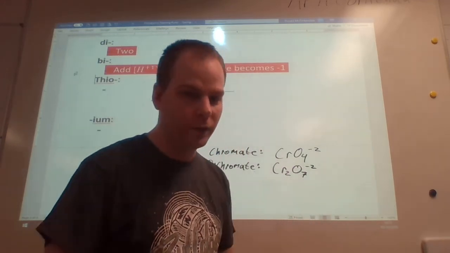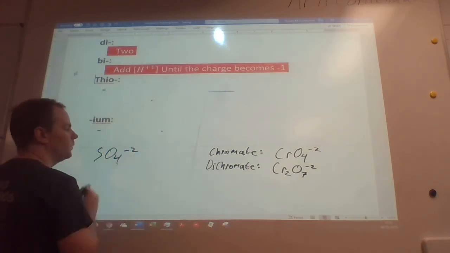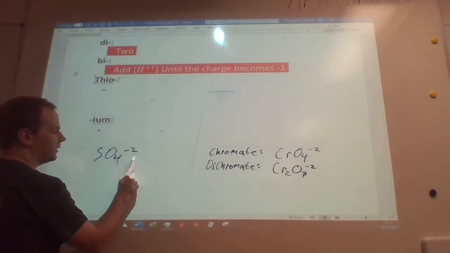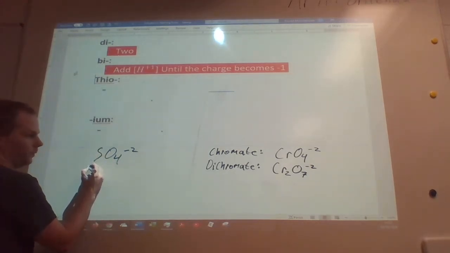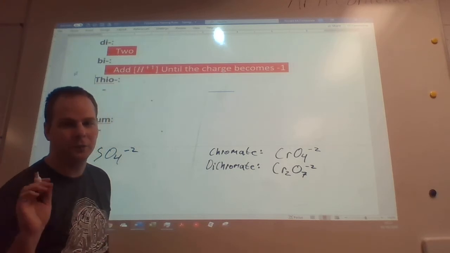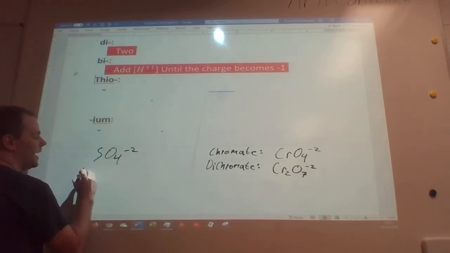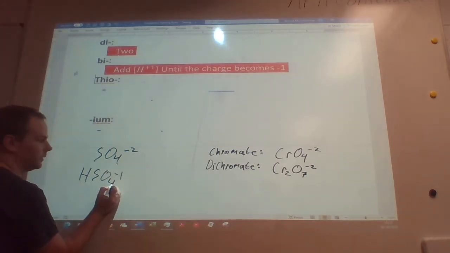So let's look at a couple formulas. Sulfate is SO4 -2. So bisulfate is going to add hydrogen to this until the charge becomes -1. Well, it only takes one hydrogen to increase this to -1. Hydrogen is always drawn first, except for in ammonium and amide, because it's acting as an anion there, which is a whole other conversation. Don't worry about that. So HSO4 -1 is bisulfate.